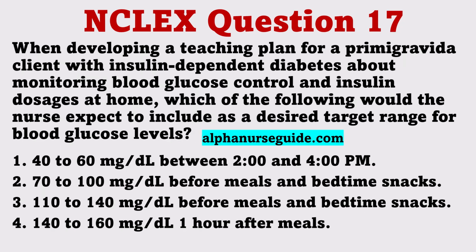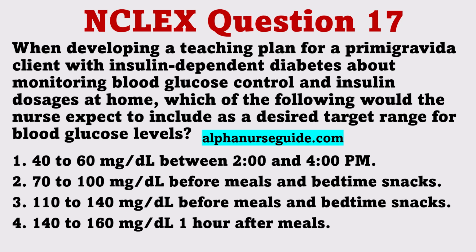When developing a teaching plan for a prima gravida client with insulin-dependent diabetes about monitoring blood glucose control and insulin dosages at home, which of the following would the nurse expect to include as a desired target range for blood glucose levels? 1. 40 to 60 milligrams per deciliter between 2 o'clock and 4 p.m. 2. 70 to 100 milligrams per deciliter before meals and bedtime snacks. 3. 110 to 140 milligrams per deciliter before meals and bedtime snacks. 4. 140 to 160 milligrams per deciliter 1 hour after meals.